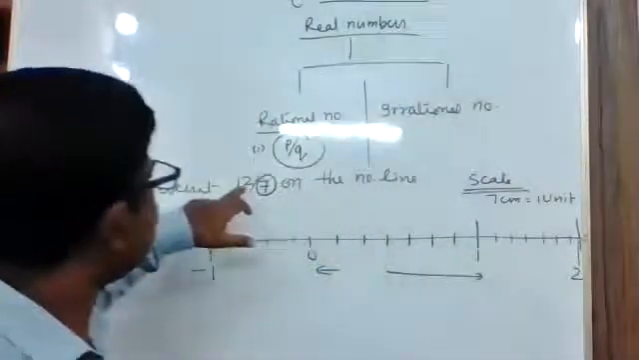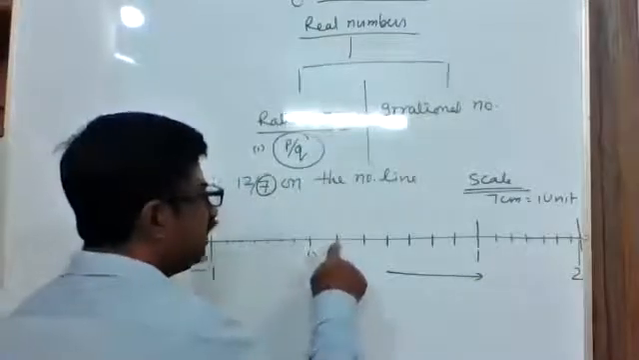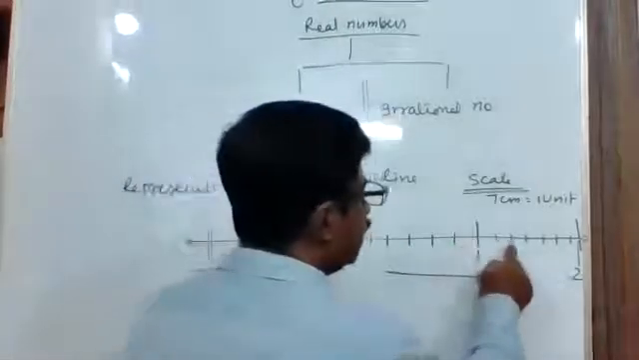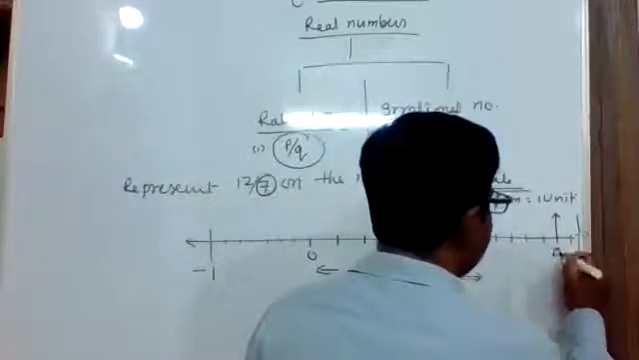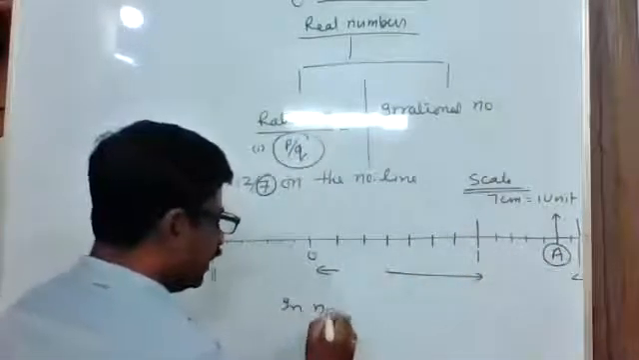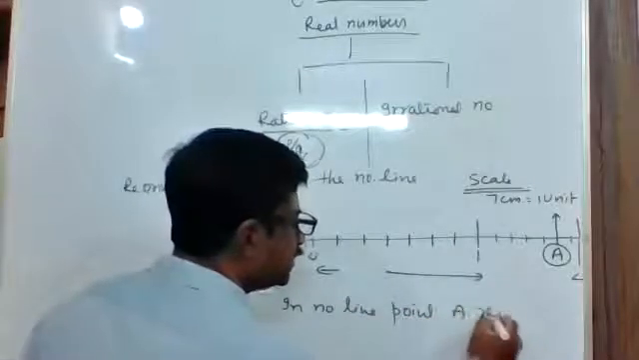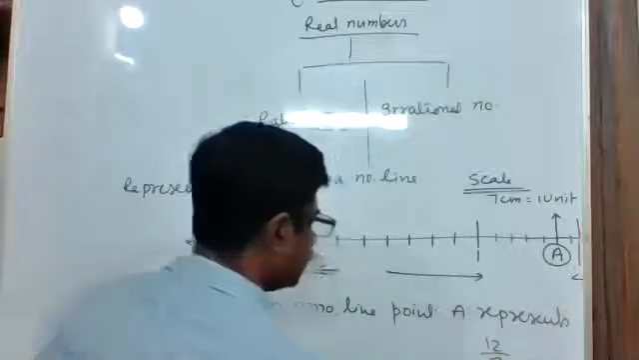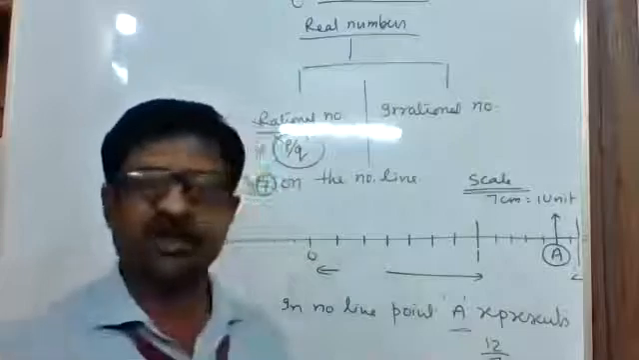Next is numerator is 12. If the numerator is 12, count it from 0 and take the 12th number. 1, 2, 3, 4, 5, 6, 7, 8, 9, 10, 11, 12. This 12th part is representing point A. You write, just make a circle over here. In number line, point A represents 12 by 7. In number line, point A represents, this is the particular point A, which is representing 12 by 7.